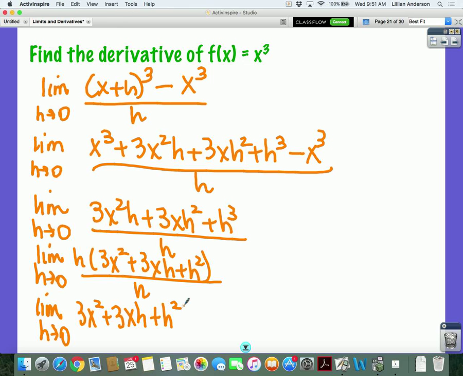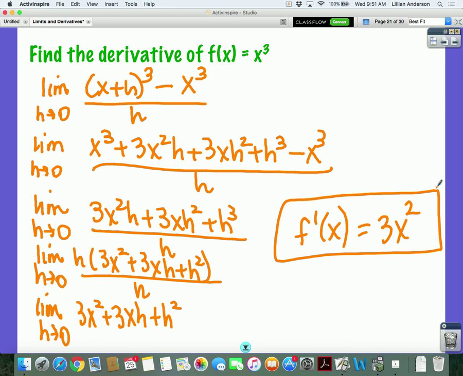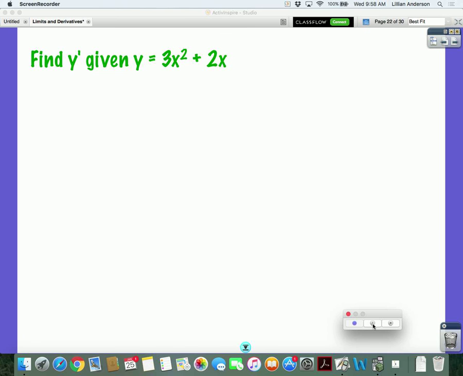Now at this point we can't go any further. So when we actually plug in 0, what are we left with? 3x squared. So the derivative using the notation of f prime of x is going to be equal to 3x squared. Because we are finding the derivative now, not the actual limit, we're going to use the notation for derivative, and that's where 3x squared comes from.